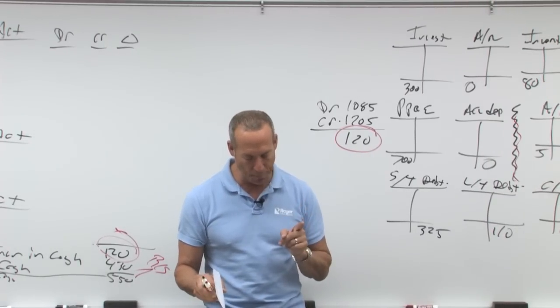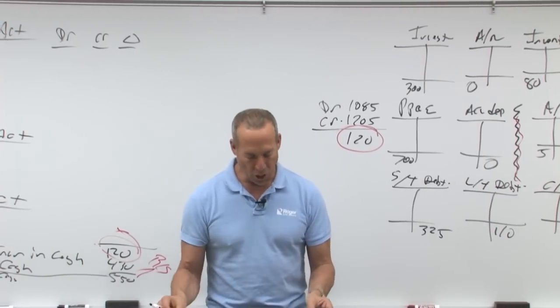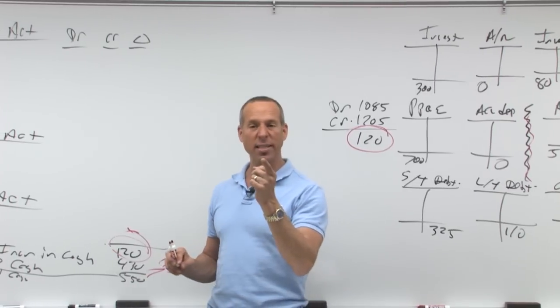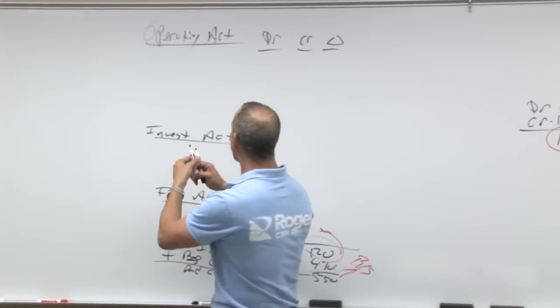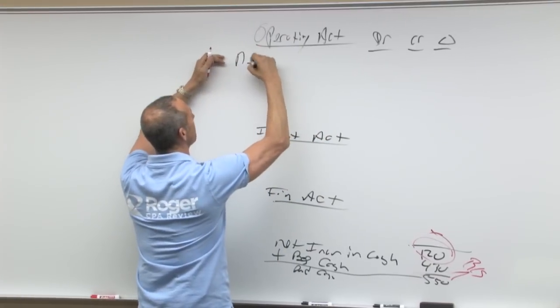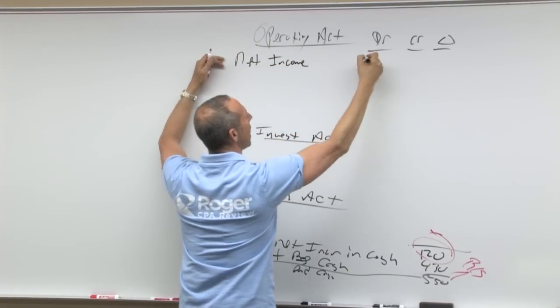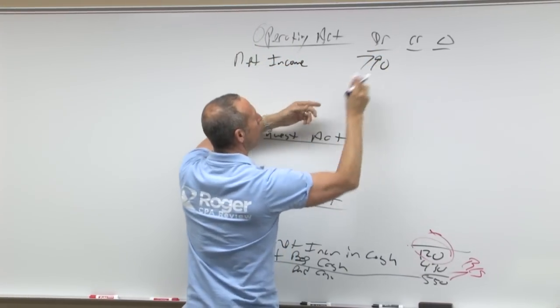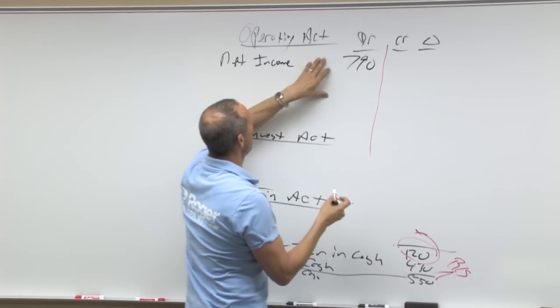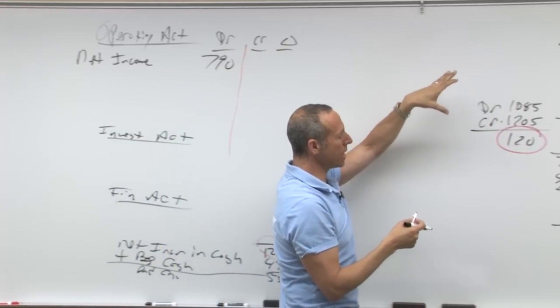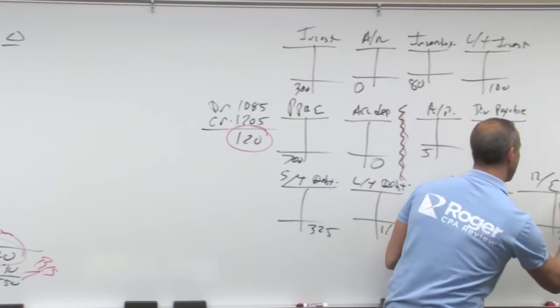Begin with net income. What do you do with net income? Your net income was $790. So what does that mean? It means money came in. So right here, I'll start in the indirect method, net income. Debit, $790. Now, where does the offset go? Debit, net income. Credit, retained earnings. That would go over here, $790.